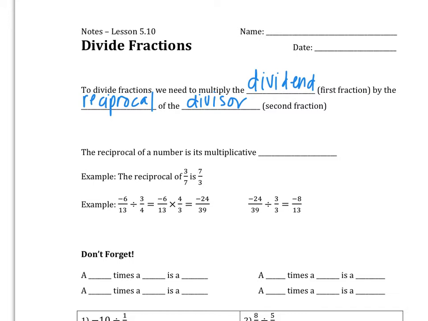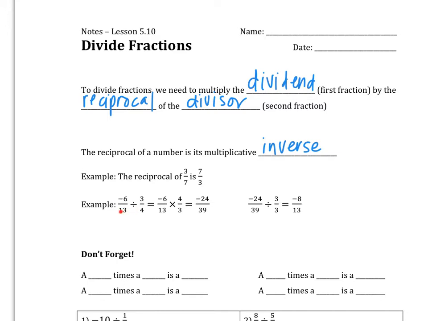Your divisor is your second fraction. When I say the word reciprocal, it's the multiplicative inverse of the fraction. You just take that fraction and flip it over like it's standing on its head. So if I had a fraction of 3/7, the inverse of 3/7 is 7/3. So when I'm dividing a fraction, I keep my first fraction the same, change it to a multiplication, and then use the inverse of the second fraction.